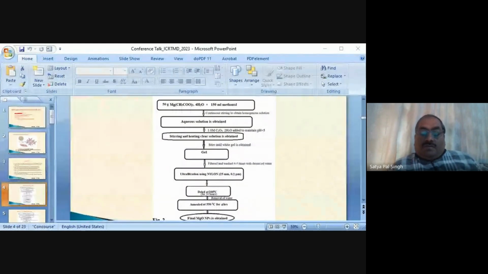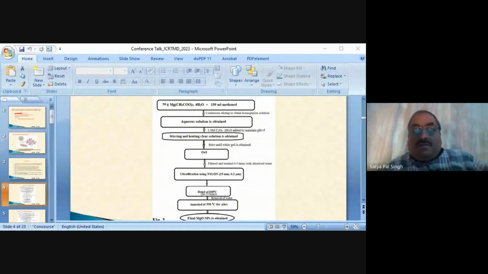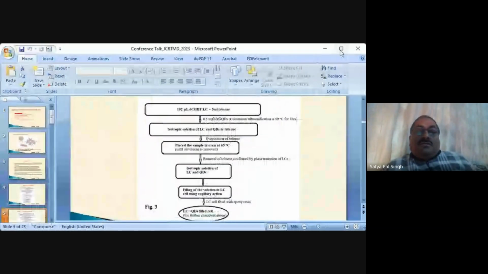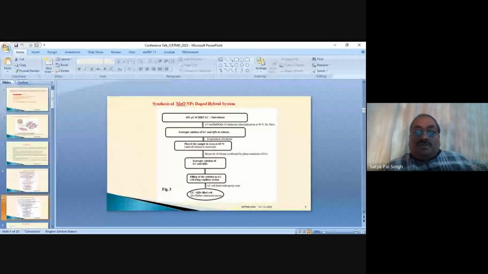Different sizes may be there in this method. There is a drawback, so what we do is ultrafiltration using a nylon filter, and dry the filtered particles at 200 degrees centigrade for 24 hours in order to remove water. We have annealed the particles at 550 degrees centigrade for 6 hours. So this way we get the particles. Next task is the synthesis of the hybrid system. Figure number 3 is visible, sir.